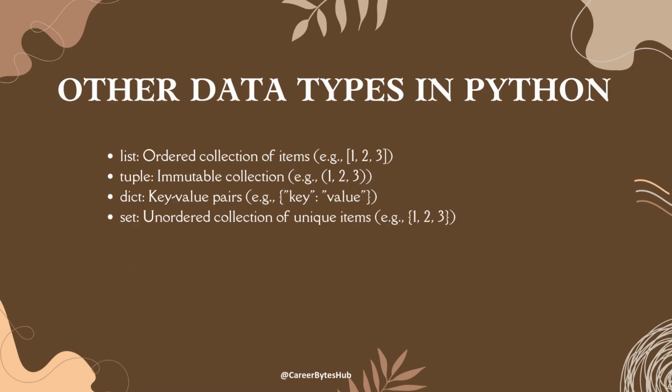Python also supports more advanced data types, such as lists, tuples, dictionaries, and sets. A list is an ordered collection of items that can be modified, while a tuple is similar but immutable. Dictionaries store data as key-value pairs, making them ideal for structured data. Lastly, sets are collections of unique items with no specific order.